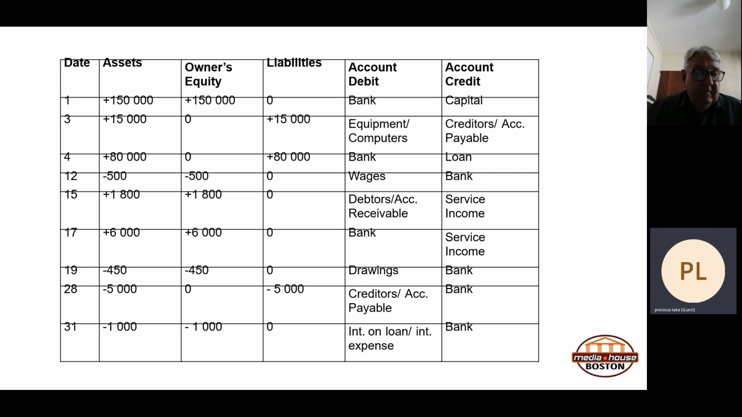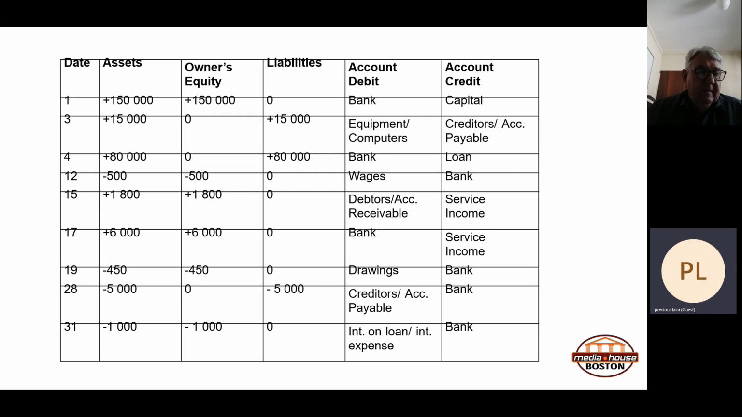2,300. And then we're going to credit bank, right? Yeah, credit the bank. And then we debit, do you call it expenses? Telephone expenses. Okay.